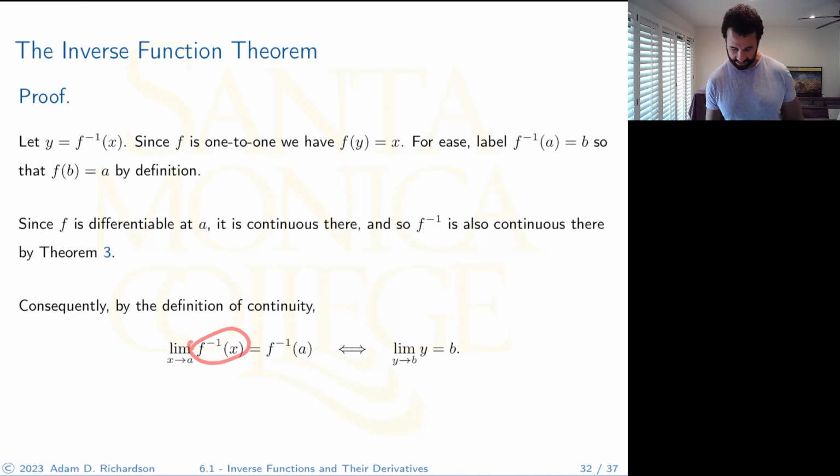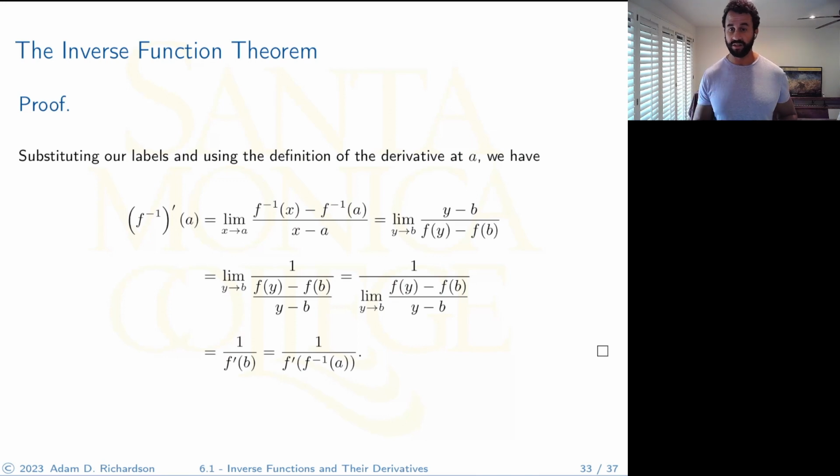Remember, f inverse of x is y. So f inverse of x becomes y. And f inverse of a is b. So f inverse of a becomes b. And then if we're taking the limit as x goes to a, that's the same as taking the limit as y goes to b. There we go. Okay, now we have this all set up. Now we can go through the calculation and get the formula itself.